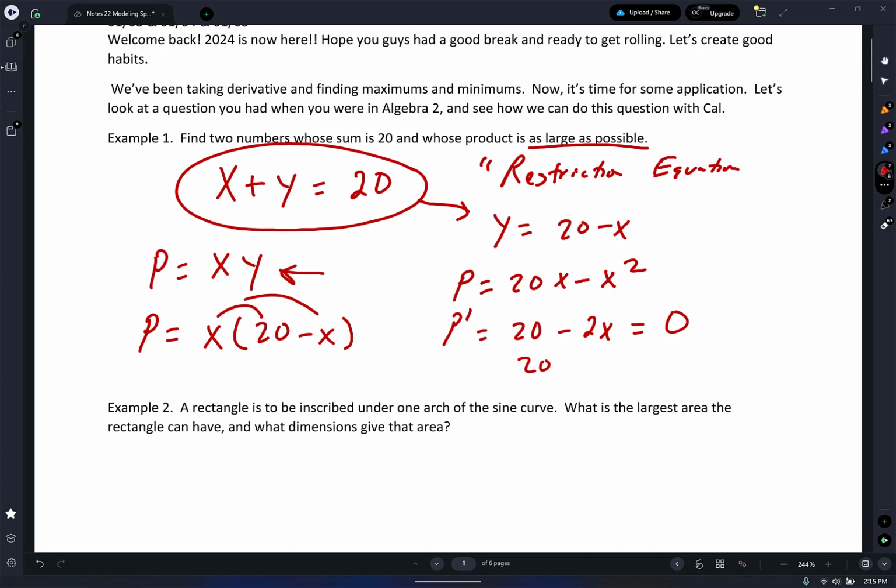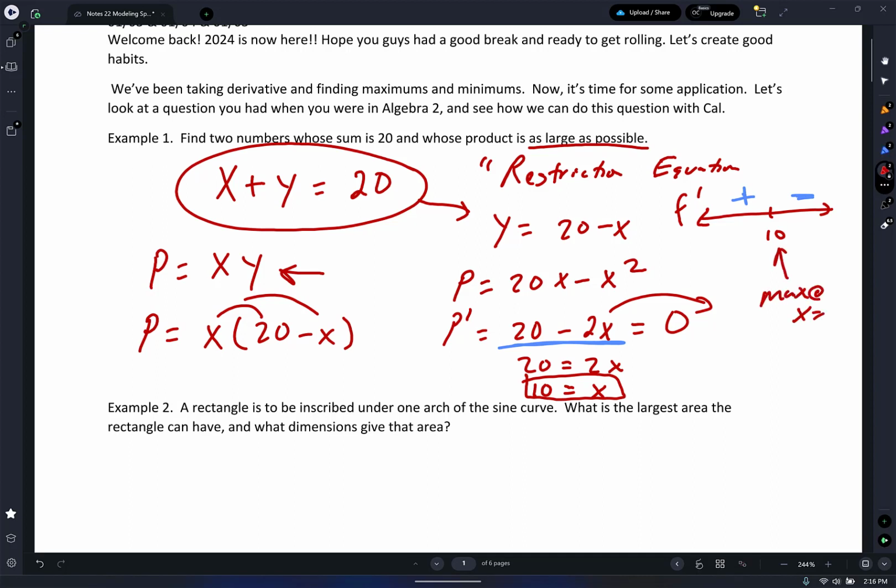So let's see. 20 equals 2x. I just moved the 2x to the other side. Divide both sides by 2. And then 20 divided by 2 is 10. So x equals 10. And then I do my little number line really quick. P prime, and I put a 10 here. All I'm doing is checking to see if I really go from positive to negative. If I put a 0 into this expression, 20 minus 2 times 0 is 20, a positive number. If I plug in a 20, 20 minus 2 times 20 is 20 minus 40, a negative number. So I know that I have a max at x equals 10.